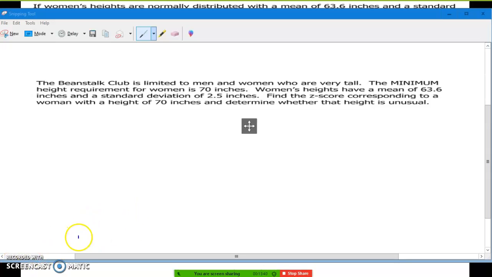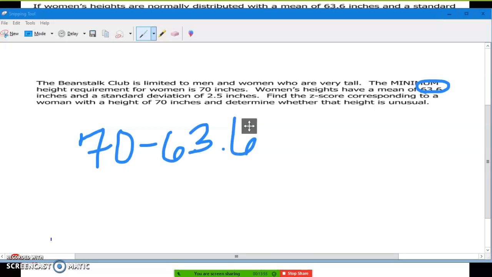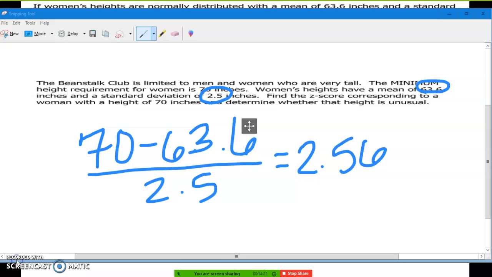Okay, so here's what we're going to do. We're going to start by finding the z-score for 70. So that means we're going to take 70, subtract our mean, 63.6, divide by our standard deviation, and we're going to get a z-score of 2.56. That means that 70 inches is 2.56 standard deviations away from the mean.